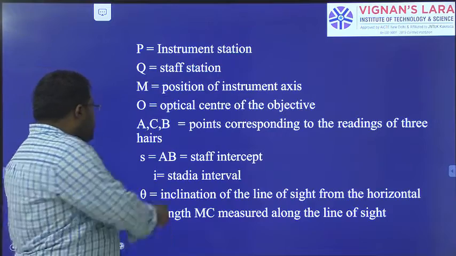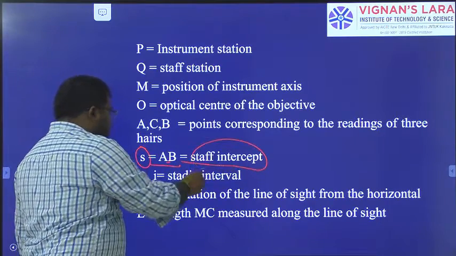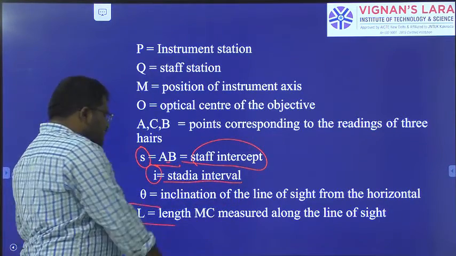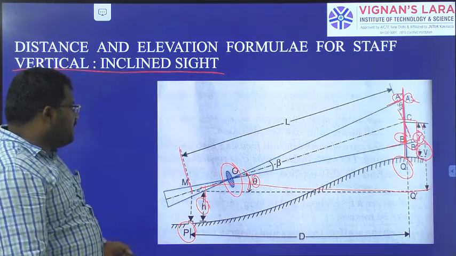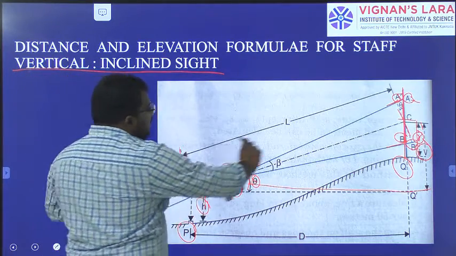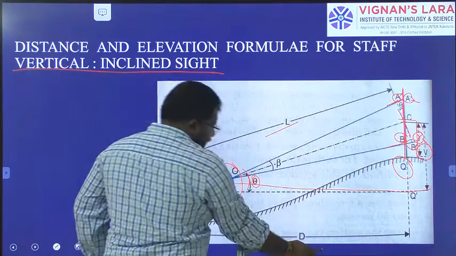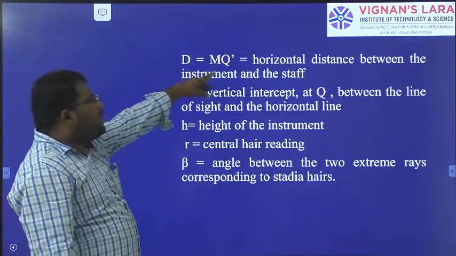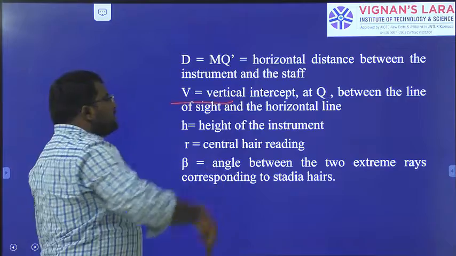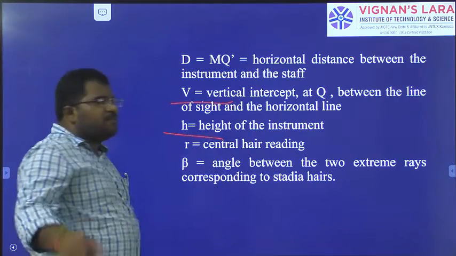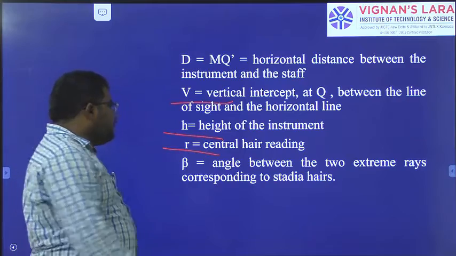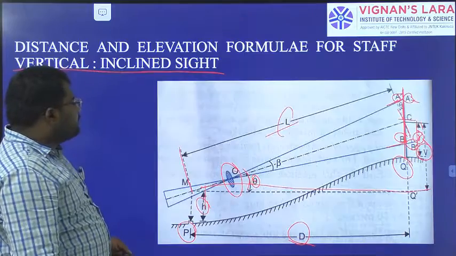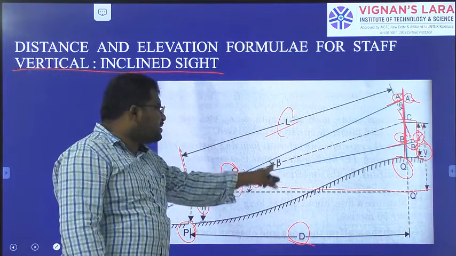Next, small s equals AB, which is the staff intercept. Small i is the stadia interval. We know theta is the inclination, and L is the length of MC measured along the line of sight. This is the inclined length L, but the horizontal length is D. V is the vertical intercept at Q, H is the height of instrument, R is the central hair reading, and beta is the angle between the two extreme rays corresponding to the stadia hairs.